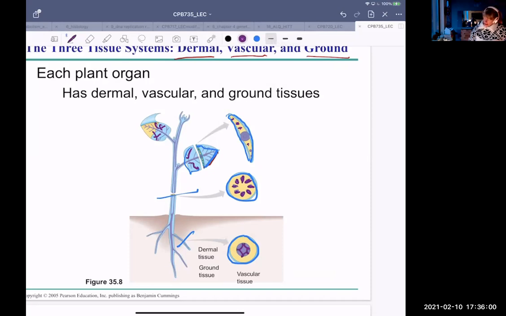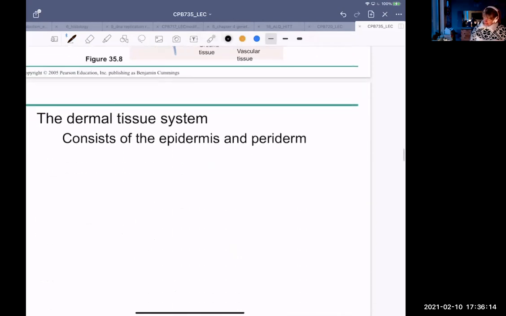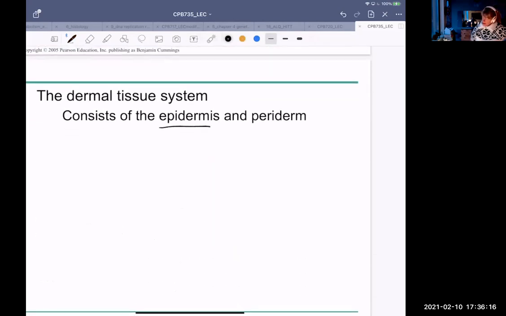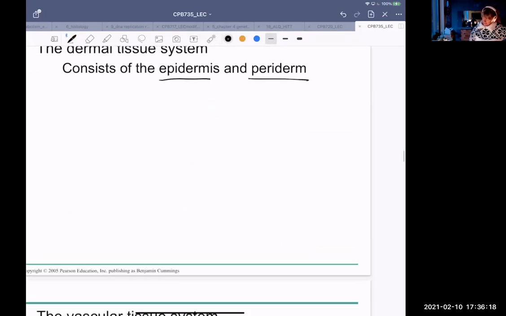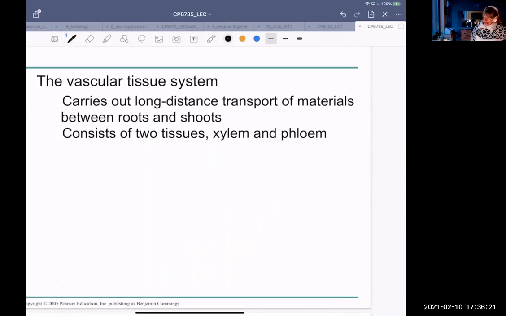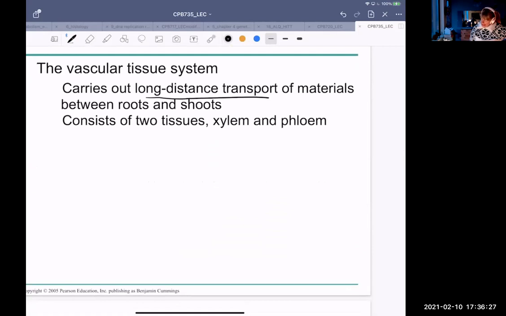Ground tissue is also known as pith in some cases, if it's in the center here. It's the other tissue, so it's the in-between tissue, and it has various functions. So dermal tissue consists of epidermis and periderm, and the vascular system carries out long-distance transport between roots and shoots. There's 2 kinds of tissues in that vascular system, xylem and phloem.